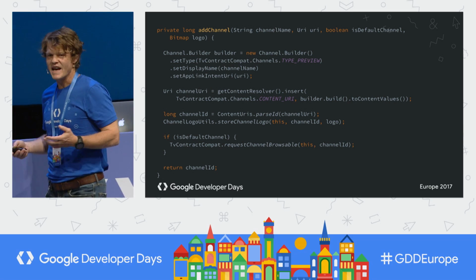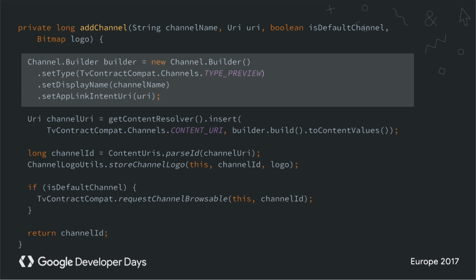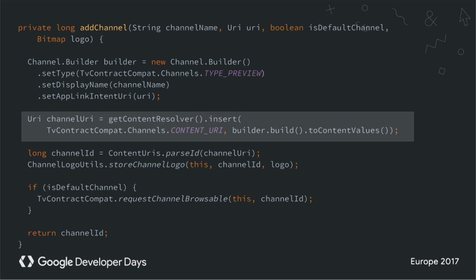Let's have a look at how this looks in code. We have here a sample method which adds such a channel row to the content provider. At the very start, we just create a builder instance, in this case a channel builder instance, which we then populate with the properties we want to use for our channel. In the next step, we use this builder to build the content values and insert these content values into our content provider via the TV contract we are using.